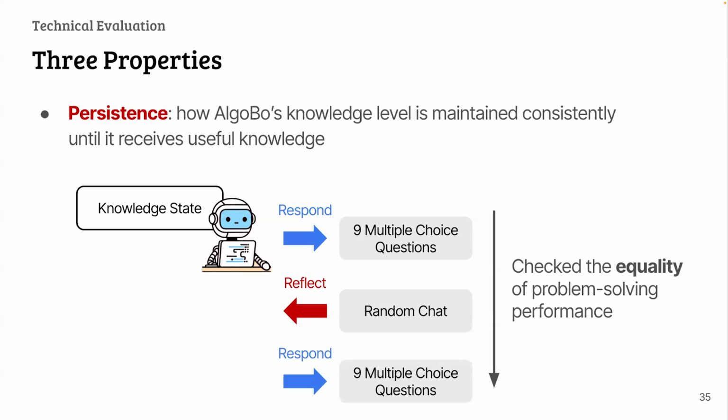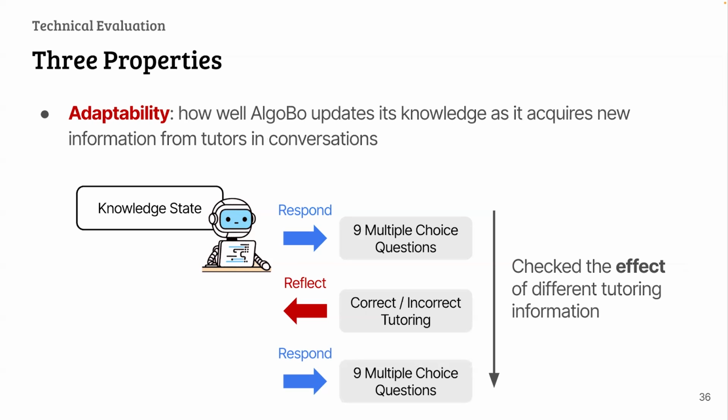The second property is persistence, which refers to how AlgoBo's knowledge level is maintained consistently until it receives useful knowledge. To measure persistence, we ran another experiment where AlgoBo had a random chat between pre and post tests. The content of the random chat is irrelevant to the tests, so AlgoBo should show equal performance on the tests if it is persistent.